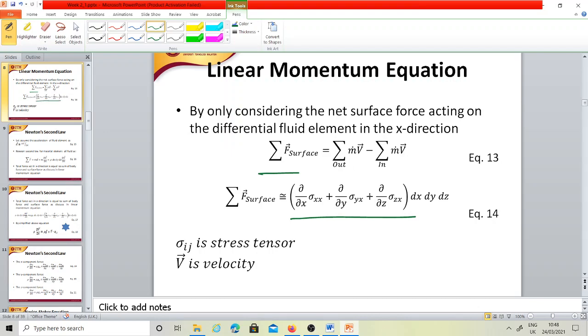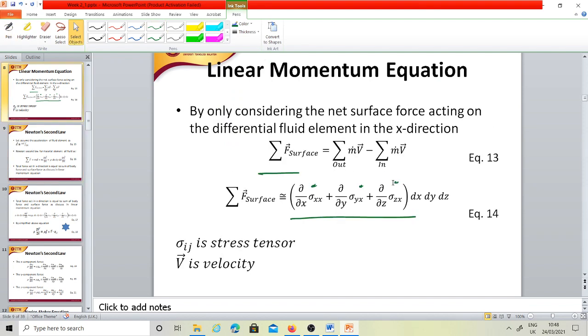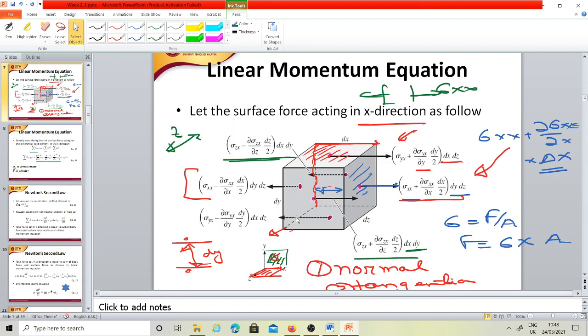You can see here we just consider sigma xx, sigma yx, sigma zx. Why are we not focusing on the minus part? Because we consider there is no loss of flow, meaning in the opposite direction we don't have any flow. We are considering the flow in this direction, only along the positive x. So we just focus on the positive x-directional components 1, 2, 3.